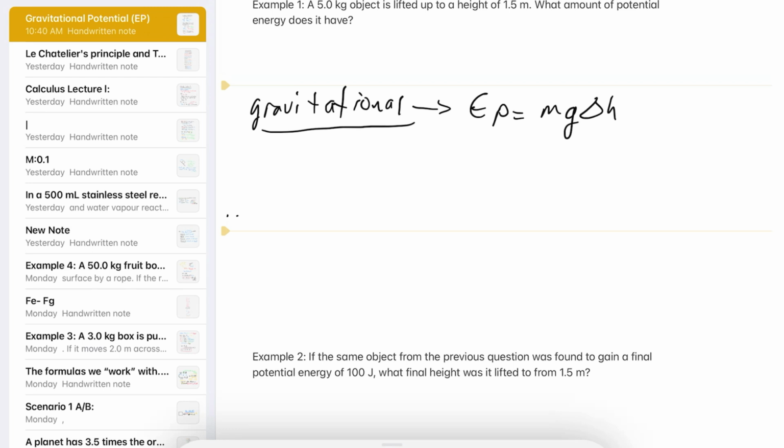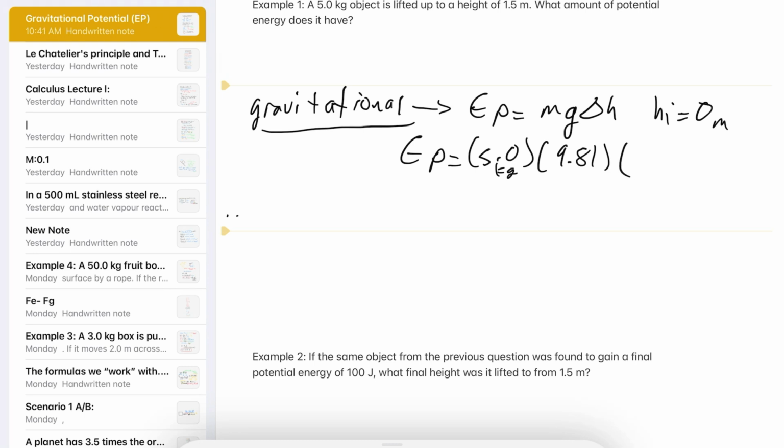And we're given a mass. We know that the gravity is always 9.81, and we're given a height. And when we say change in height, if they give you a height, we can assume that the initial height is 0 if they don't state it otherwise. So our change in height is going to look like this. We're going to go EP is equal to 5.0 kilograms multiplied by 9.81 multiplied by the difference in height, which is the final height of 1.5 minus 0. And when we plug this into our calculator, we should get approximately 74 joules, give or take. So you could say 73.6 or 74 joules. It really just depends on what the question is specifying. So the first one was relatively simple. Let's look at the next one.